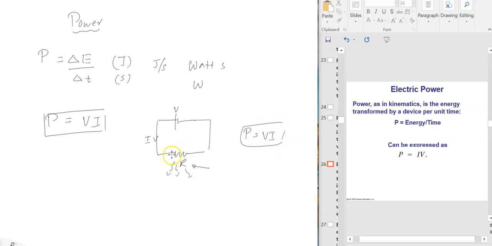So for this resistor, we know that the voltage across this is same as the battery voltage. So whatever the voltage across the equipment multiplied by the current through it, you get the power. So not just this P equals VI, there are two more equations we can derive using this. Let's go to the next slides.